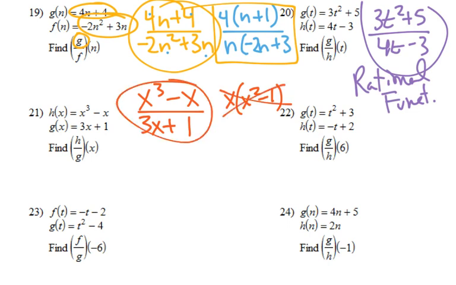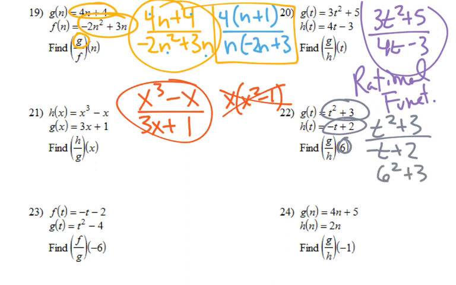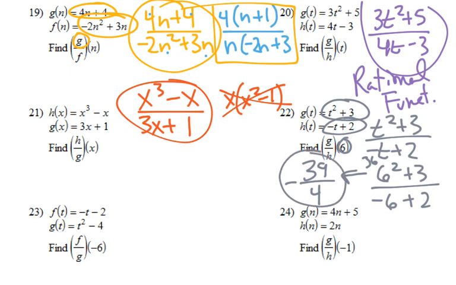Now in 22 through 24, once again, we can start out by going t squared plus 3 divided by negative t plus 2. Then plug in the 6 for t, so 6 squared plus 3 over negative 6 plus 2. And we get 6 squared is 36, plus 3 is 39 over negative 4. So negative 39 fourths. Okay, so we can do it that way, or we can solve each one separately.